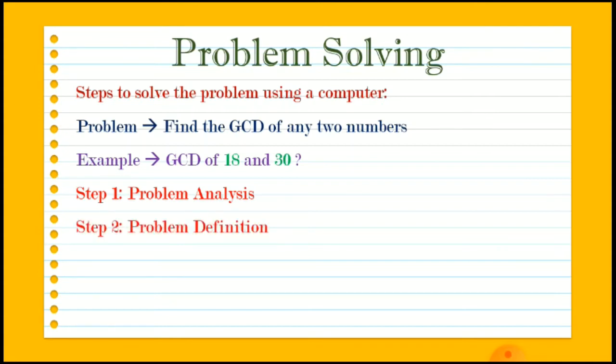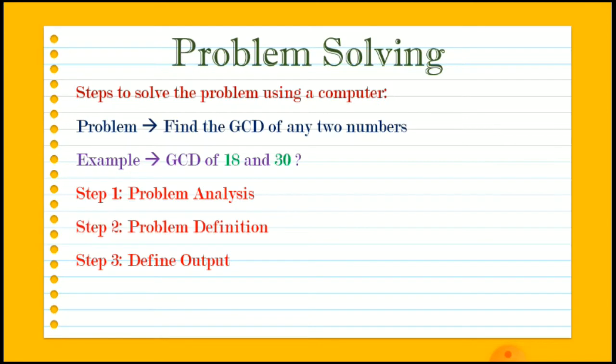The second step is problem definition. So if necessary, restate or redefine the given problem, so that the problem is understood clearly, what is to be done in the given problem. So suppose if there is any confusion in analyzing the GCD problem in the first step, you have to clear that doubt in the second step.